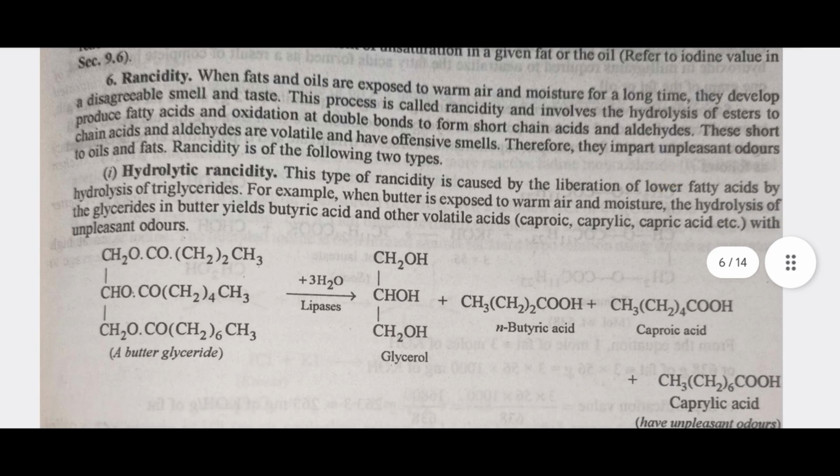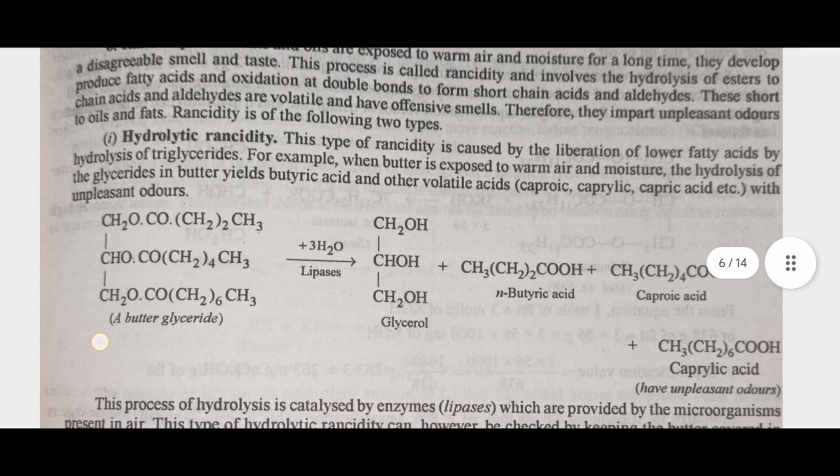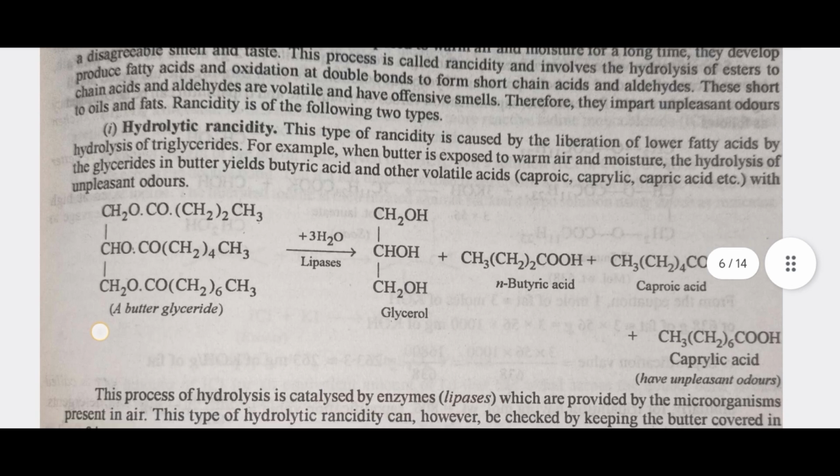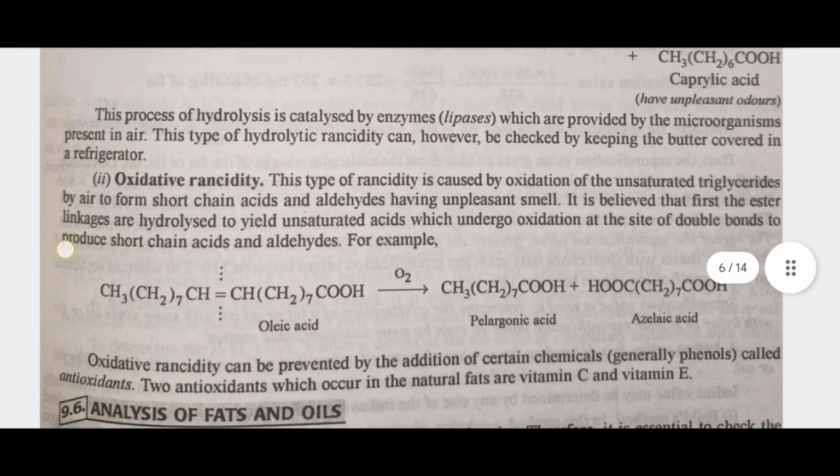Hydrolytic rancidity. This type of rancidity is caused by the liberation of lower fatty acids by hydrolysis of triglycerides. For example, when butter is exposed to warm air and moisture, the hydrolysis of the glyceride in butter yields butyric acid and other volatile acids with unpleasant odor.